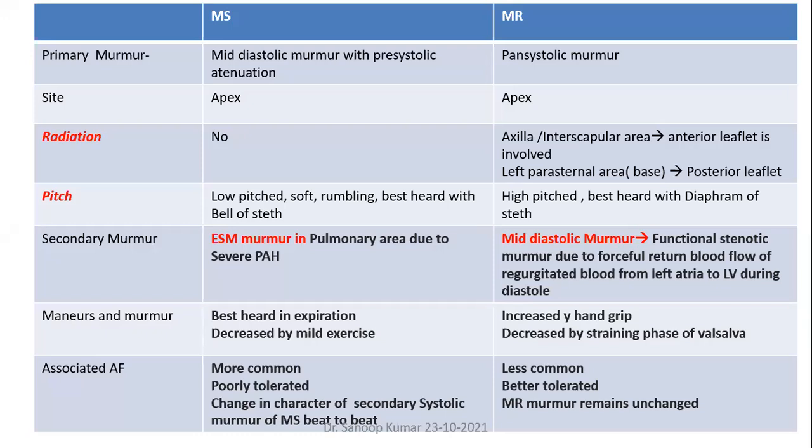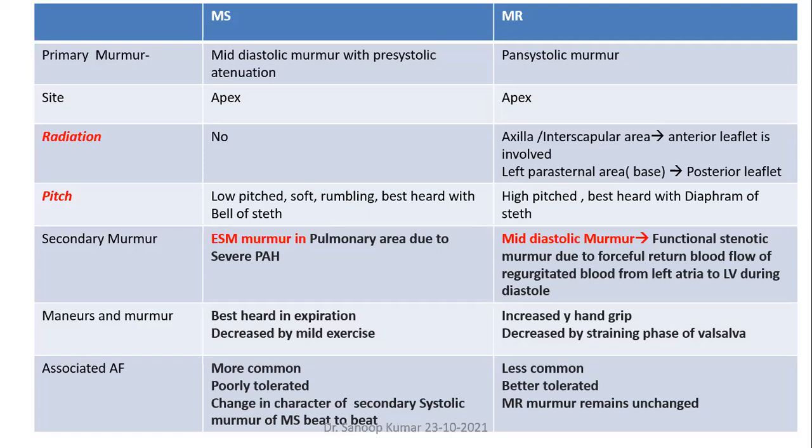And why is it a mid-diastolic murmur? The reason is very obvious. I told you, the left atrium is going to fill the left ventricle during the diastolic phase. So the pressure difference, where is the high pressure? The high pressure is in your left ventricle. Your diastolic pressure in the left ventricle is going to be 70 to 80, while the pressure in your left atrium, maximum, is going to be 15 to 20. So the pressure in the left atrium is less than that of the left ventricle.